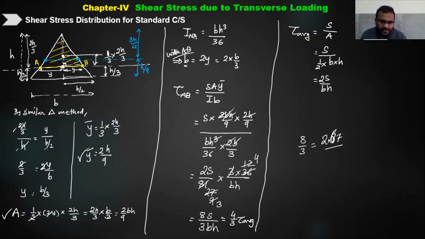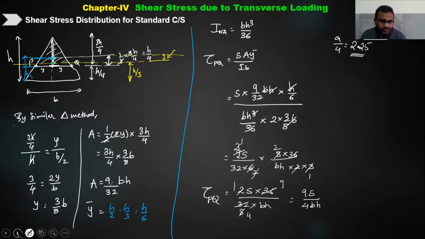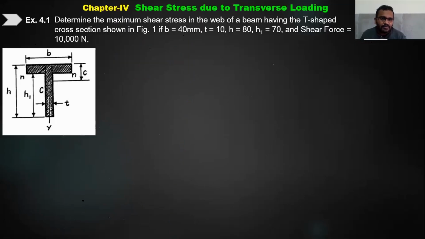Have you understood this with different cross sections, how we can take any layer and calculate the bending stress value at that layer? Now let us try to implement this in our actual problems. This is my actual problem.